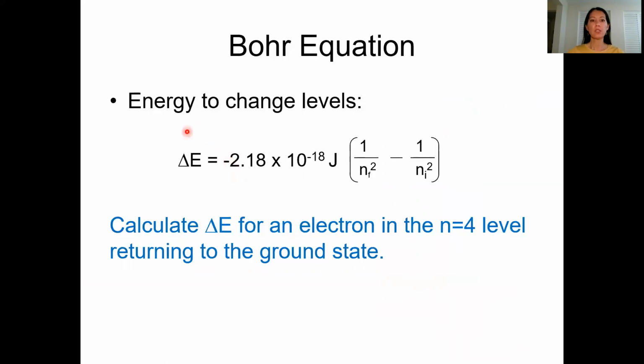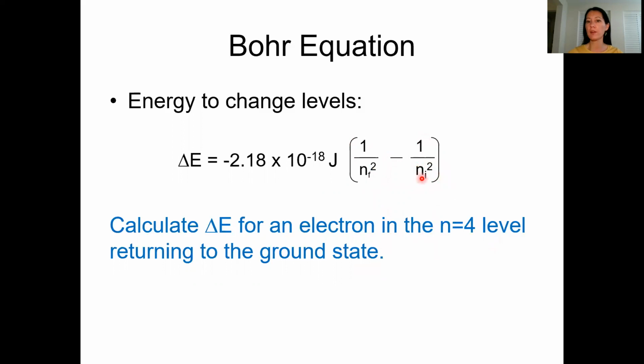There's been a lot of work done to calculate those energies going between different energy levels. You can use the Bohr equation for the hydrogen atom, and here's an equation here. Again, if I want you to use this, I'll give you this equation on an exam, but you'd have to know how to use it. This says this number here, minus 2.18 times 10 to the minus 18 joules times this, which is 1 over n final squared minus 1 over n initial squared. So n final is where you end up at. So say if we calculated the energy for an electron in the n equals 4 level returning to the ground state. So that means n initial is 4.